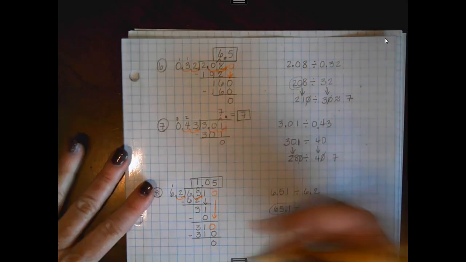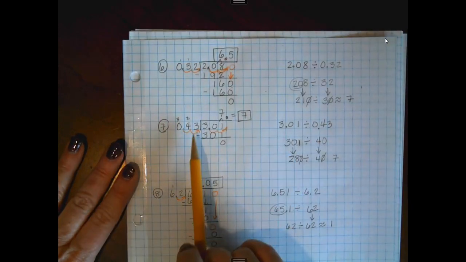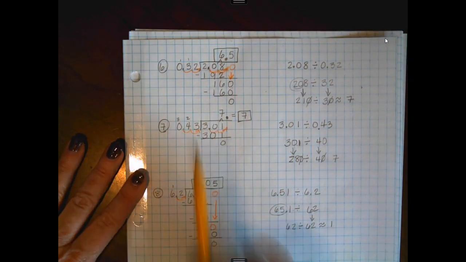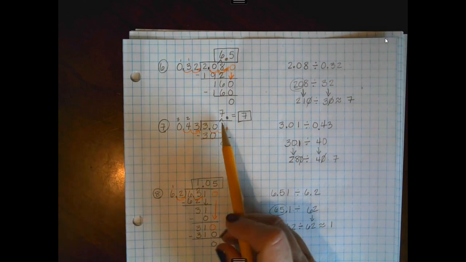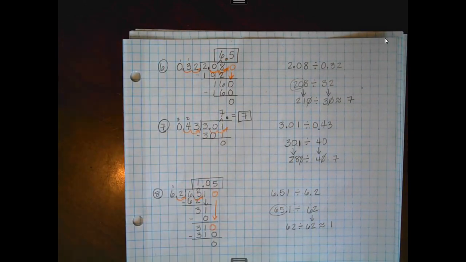280 divided by 4 would have given me an estimate of 7. I started out trying with 7 and it fit perfectly. 7 times 43 was 301. So 7 decimal is very clearly 7 as a whole number.